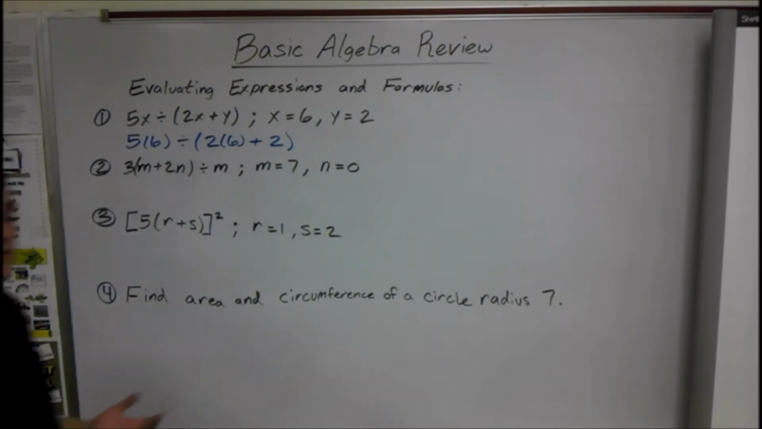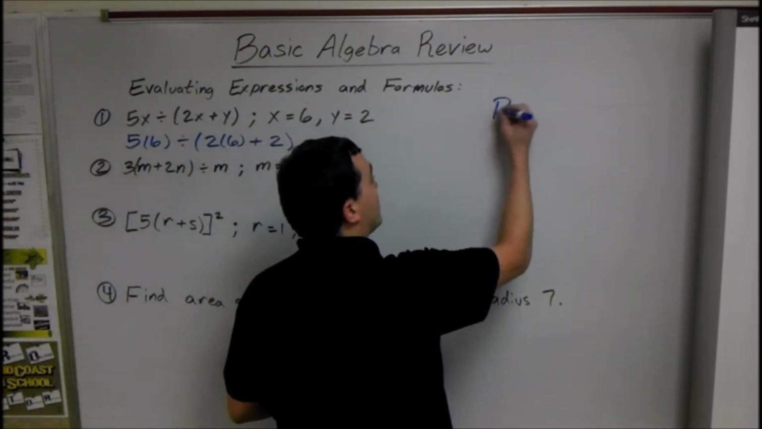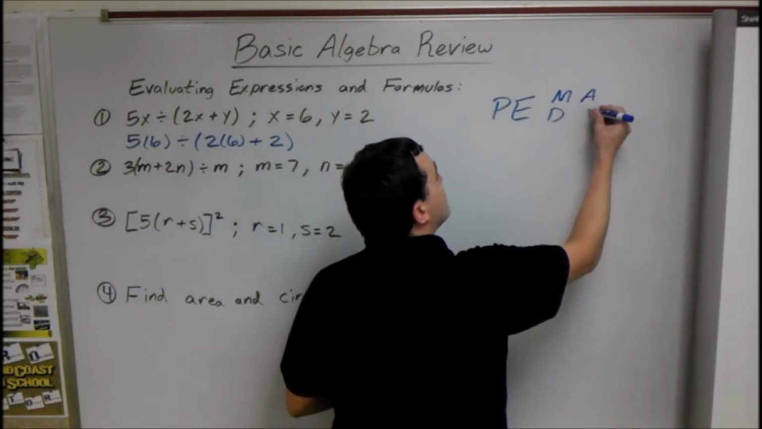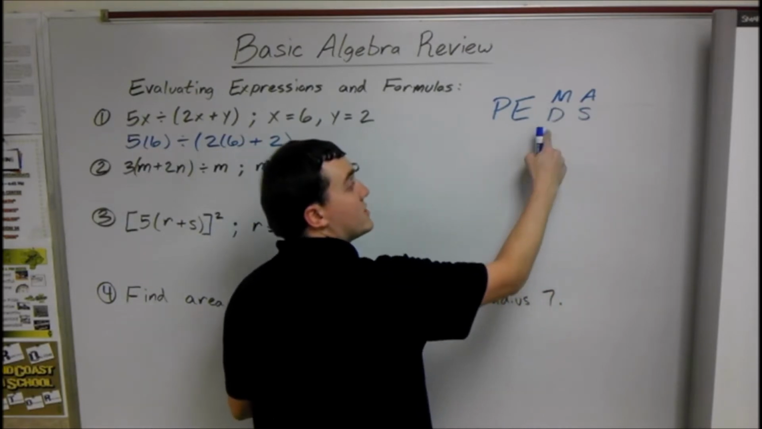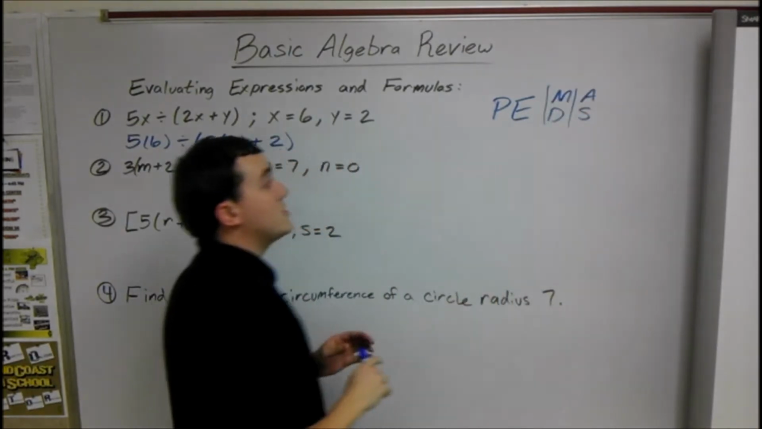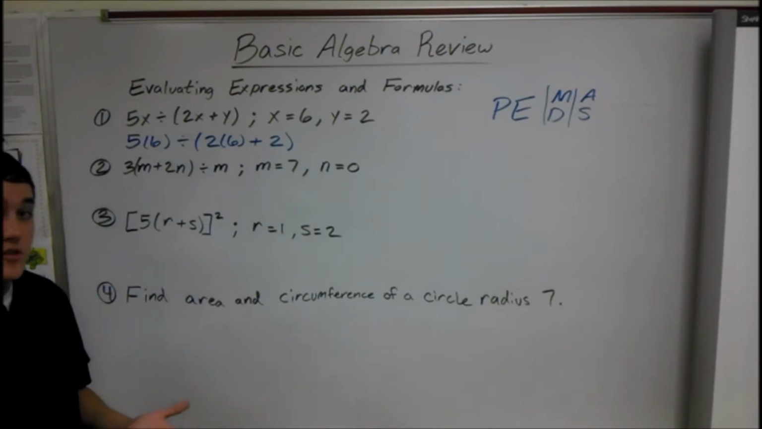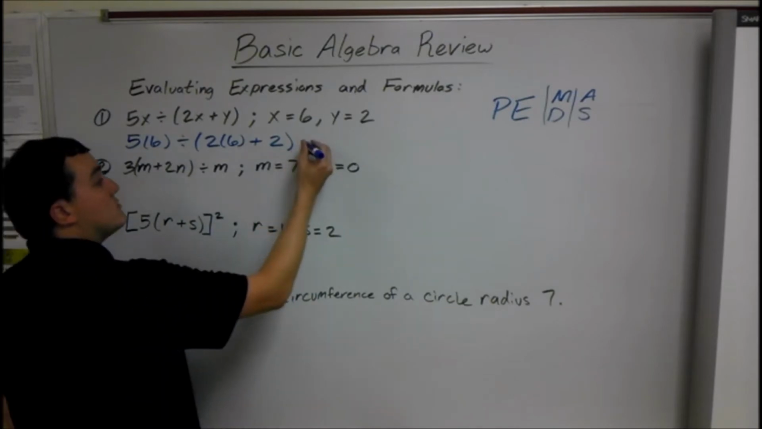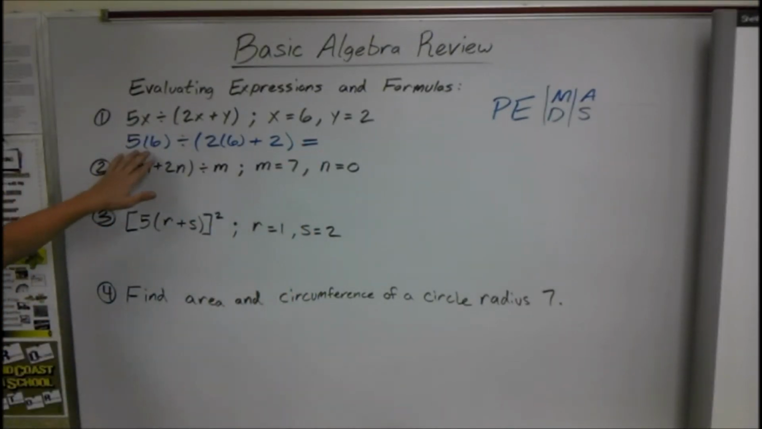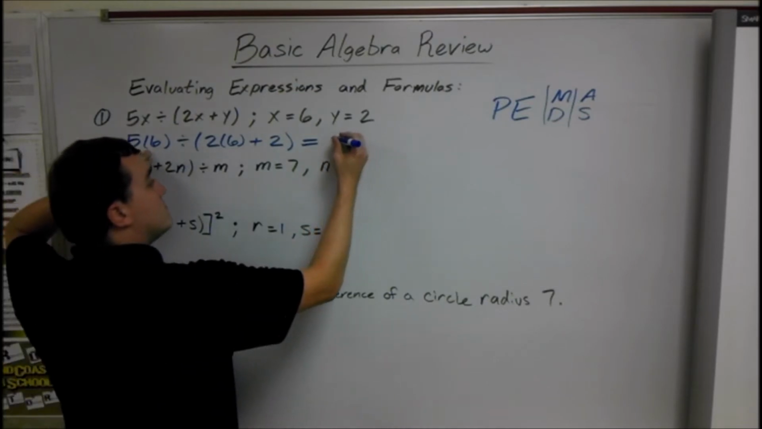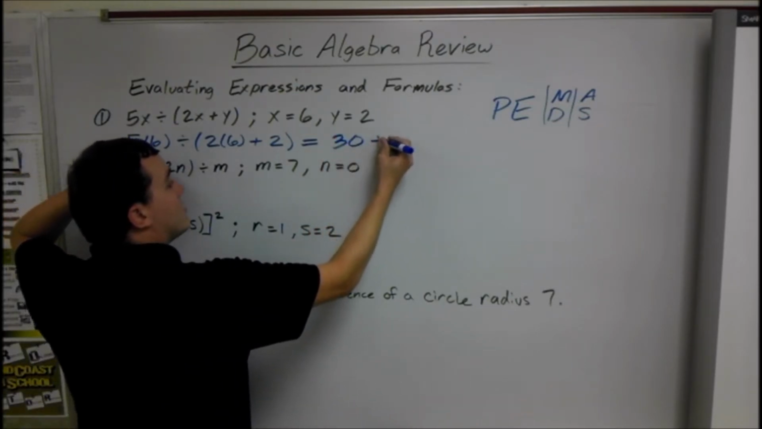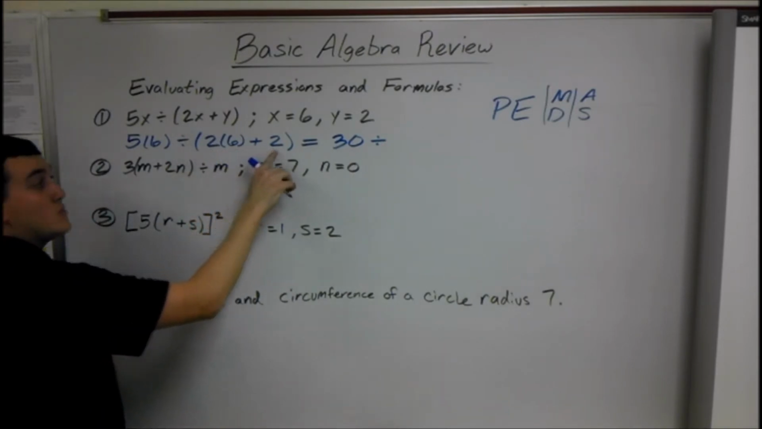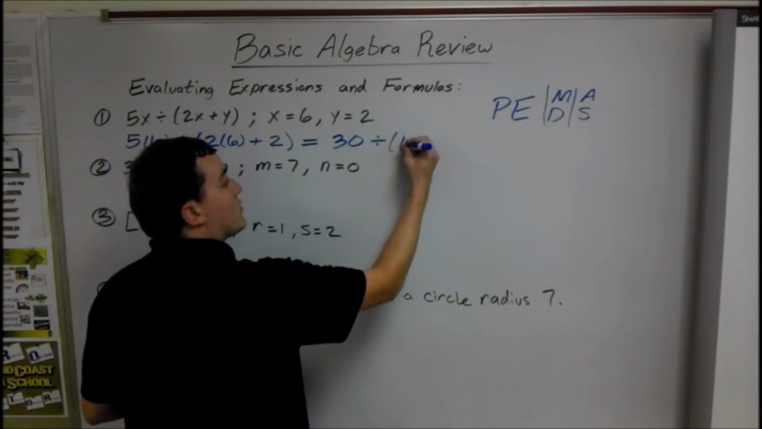Alright, so we're using order of operations, or please excuse my dear Aunt Sally, or PEMDAS. Now the reason I write multiplication and division and addition and subtraction above each other is because it doesn't really matter what order you do them in, so just do it in order of how it comes in the problem. So 5 times 6 is 30, divided by, remember to do everything in parentheses first, so we have 2 times 6 is 12 plus 2, which is 14.